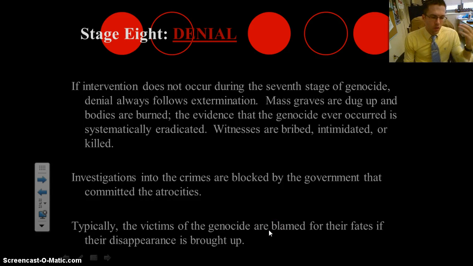So we started something as simple as classification and going through this whole step and kind of snowballing until we get to the end of extermination and lastly, denial. So we'll talk about this and review this all in class.